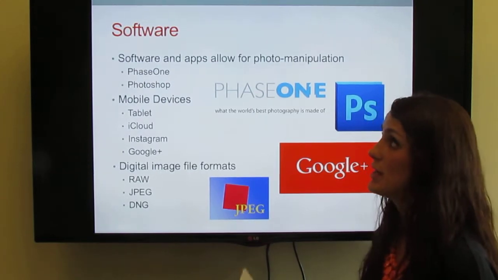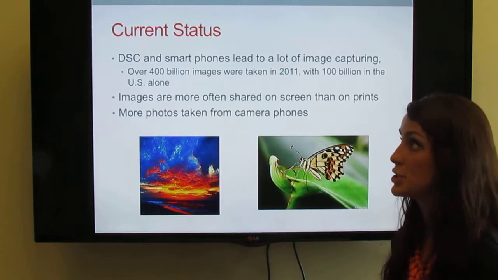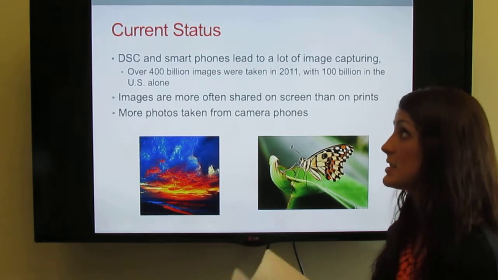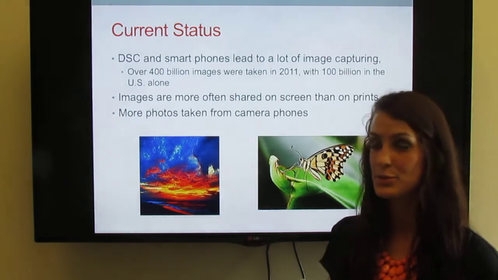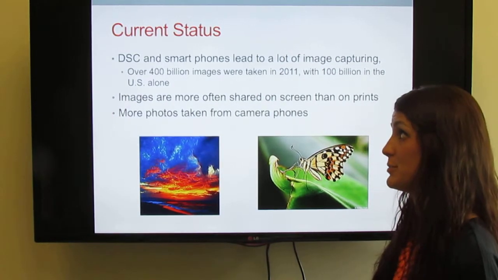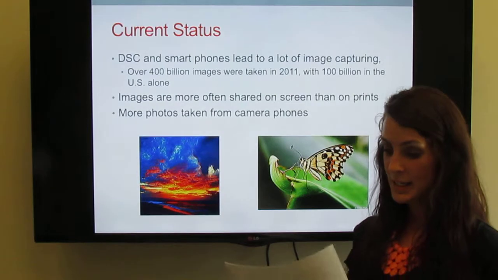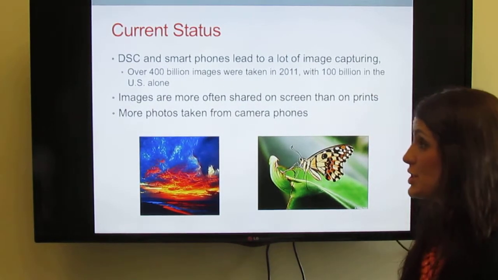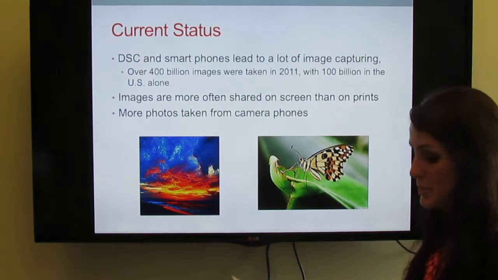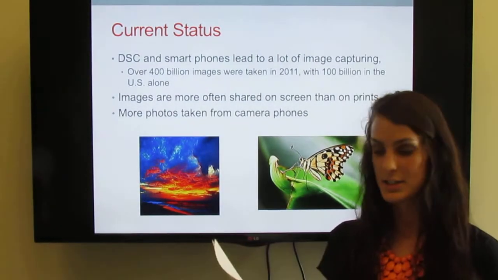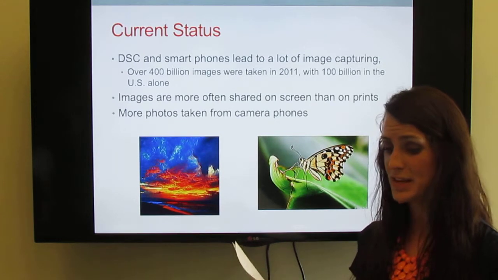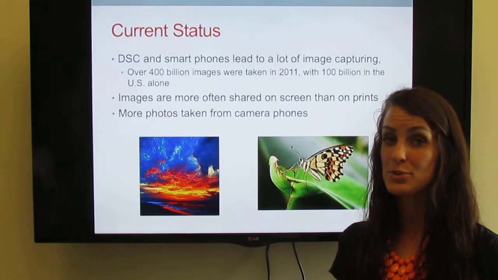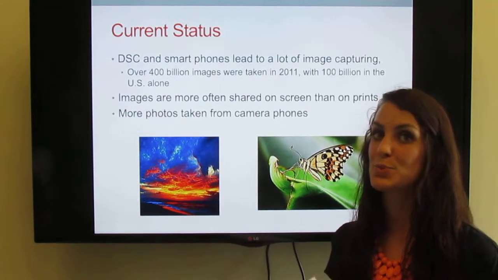And then now we'll take a look at the current status of digital imagery and where it's at with digital still cameras. The DSCs and smartphones lead a lot of the image capturing. Over 400 billion images were taken in 2011, with 100 billion of those in the US alone. Images are more often shared on screen than in prints, as shown by the fact that as the number of images captured increases, the number of those printed decreases.